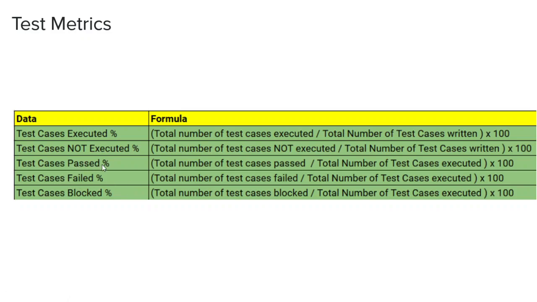And similarly we can calculate the percent of failed test cases. The total number of test cases failed divided by the total number of test cases executed, into 100. So this divided by this, into 100. That will give you the total percent of test case failures. And for test cases blocked, the total number of test cases blocked divided by the total number of test cases executed, into 100. So this formula will give you the blocked test cases percentage.